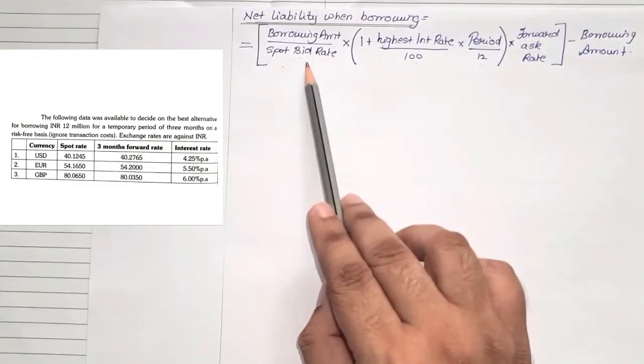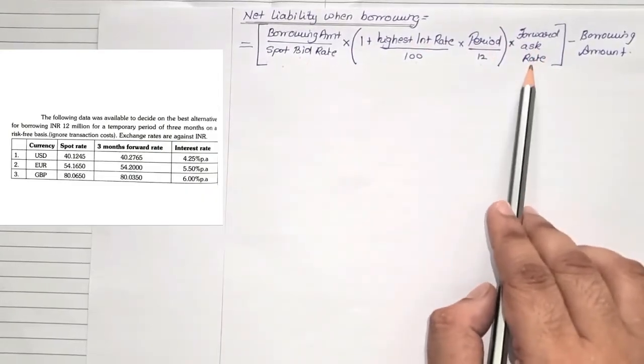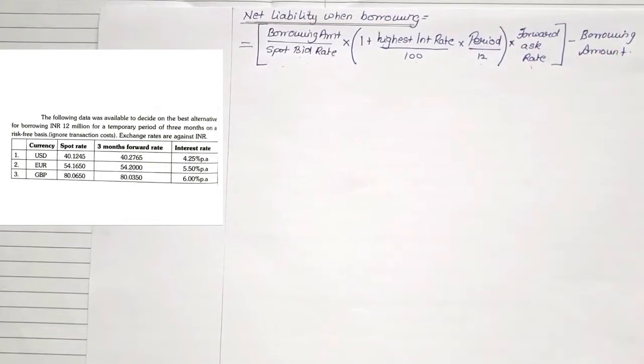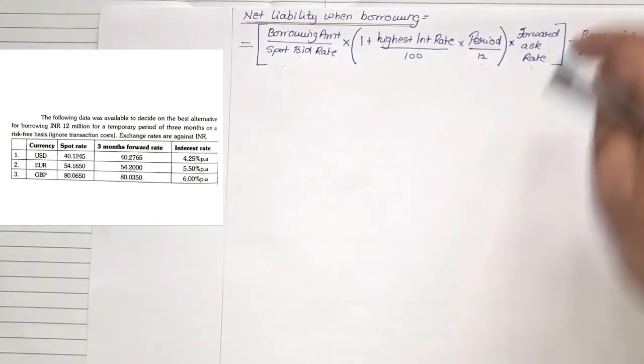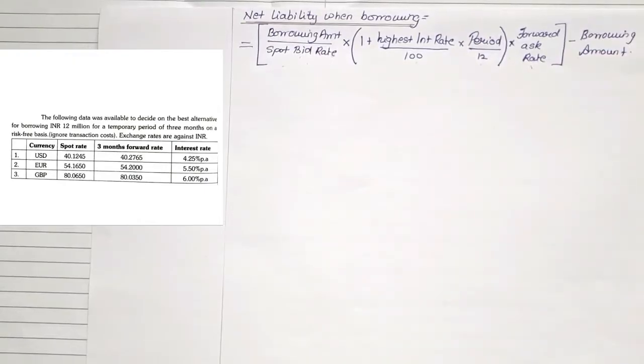Here remember, it is spot bid rate, here it will be forward ask rate, minus the borrowing amount. If you all note down this formula and solve according to this formula, you can never get this sum wrong. So now let us see how we will function.